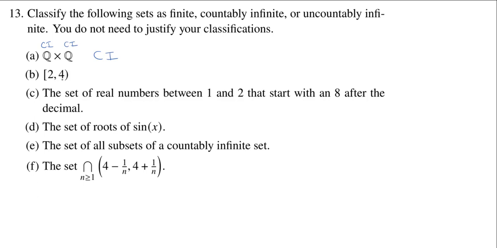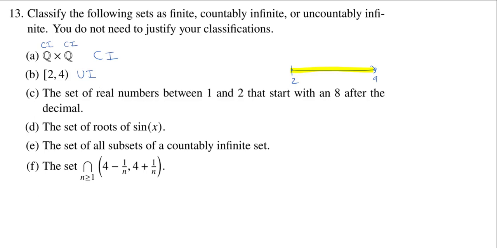Let's see, the next one. This is an interval, okay? Mind you, this has lots of numbers in it. This has all the real numbers between 2 and 4, not containing the 4, of course, but containing the 2. This is a real interval, and we actually proved as part of our uncountability omnibus lemma that any real interval is uncountably infinite.